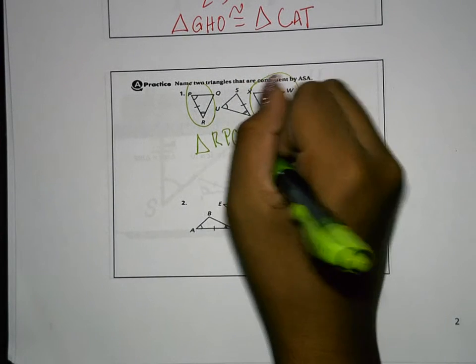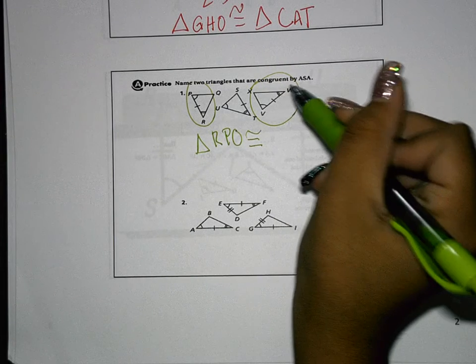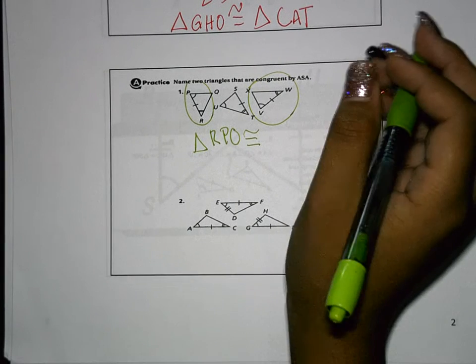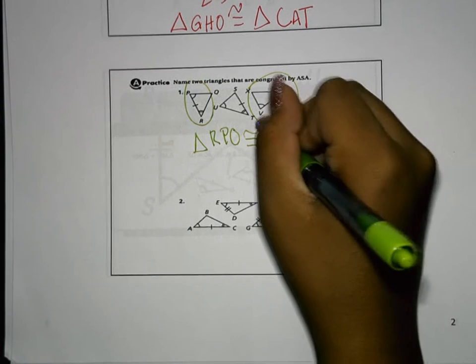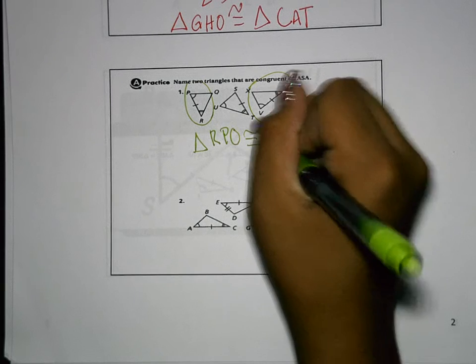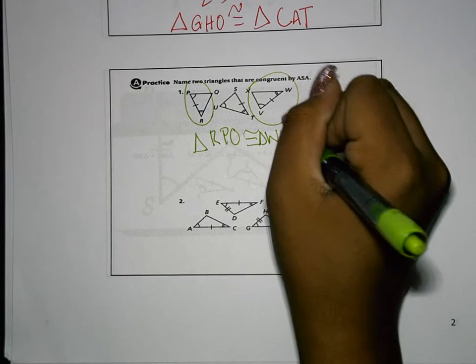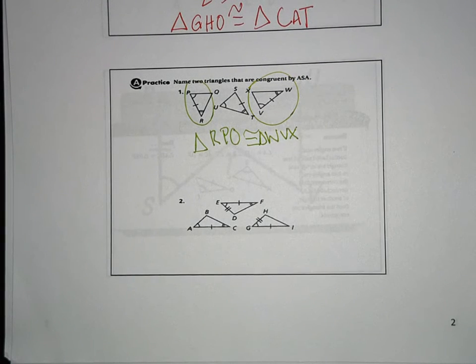And then congruent to WVX. Do we agree? Is it WVX? Yep. And triangle, yeah. Perfect, that's it. You got it. Get your candy.